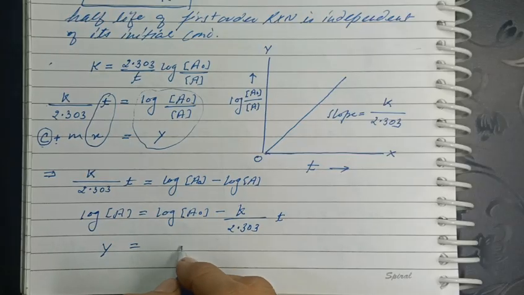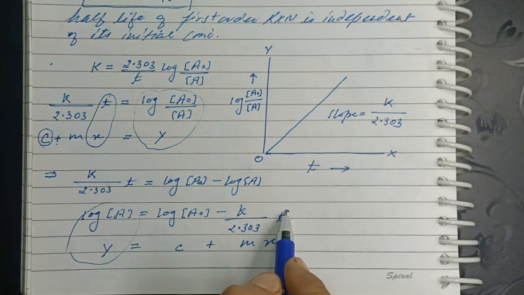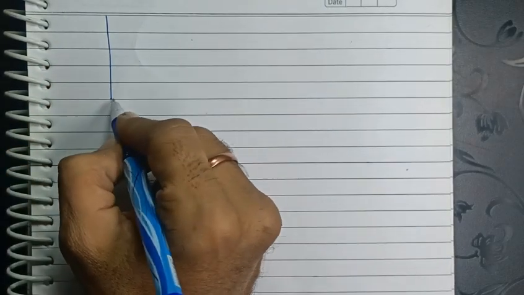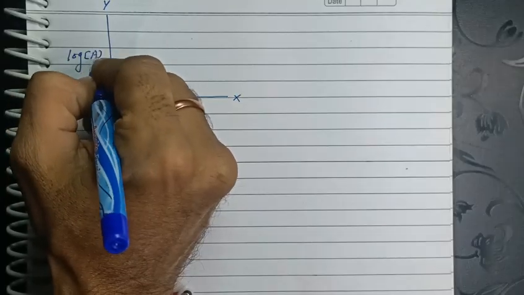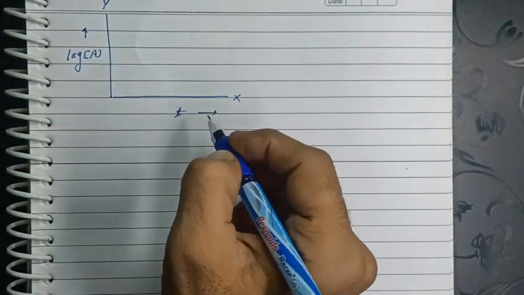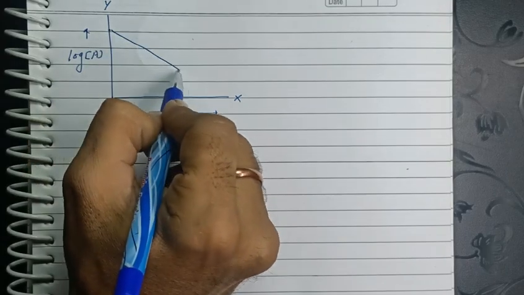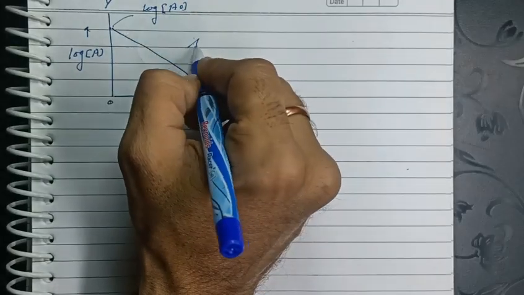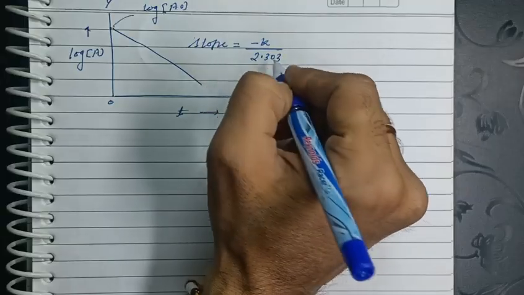Again equating it with y is equal to c plus mx, this is y coordinate, this is x coordinate, and slope is negative. On plotting the graph, log A is the y coordinate, t is the x coordinate. C intercept had some value, so the graph will start from the top, and the slope was negative, so the graph will come downwards. The value of c was log A naught, and we have the slope as minus k upon 2.303.